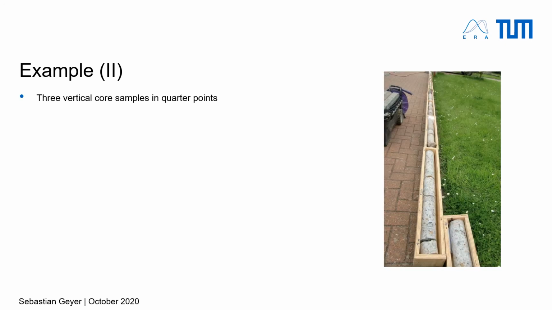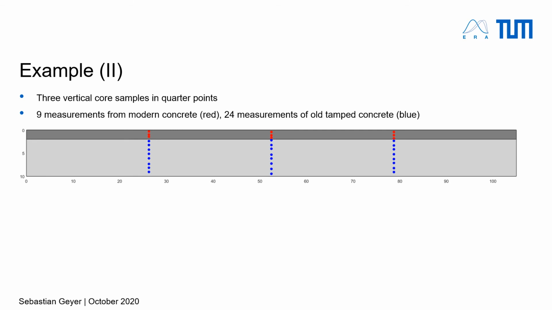Let's assume we have 3 vertical core samples in the quarter points of the ship lock chamber wall. From these core samples, we get 9 measurements from the modern concrete in the top layer and 24 measurements from the old historic tamped concrete in the bottom layer.